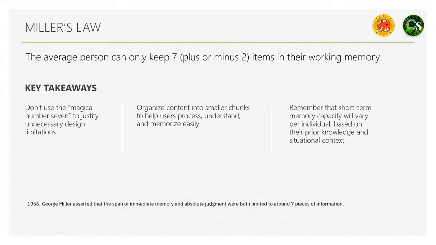Remember that short-term memory capacity will vary per individual based on their prior knowledge and situational context. Some people, if they are in fields where they are used to having a lot of information constantly, will still understand and memorize it. But people who are not in the same field or situational context may forget after the 9th point. Always be careful not to use this magical number 7 to justify unnecessary design limitations, which I will cover next.